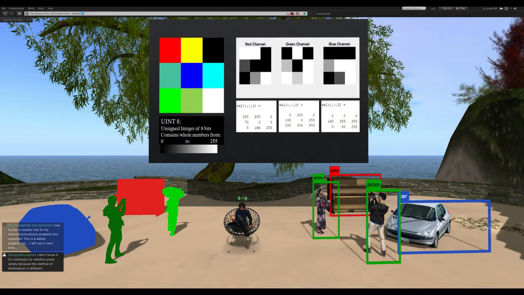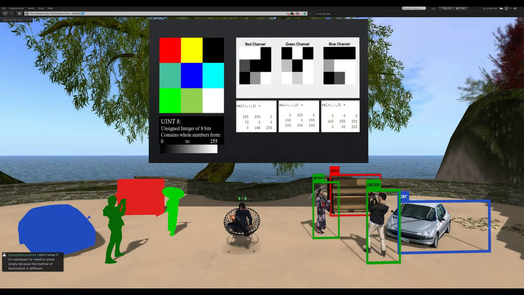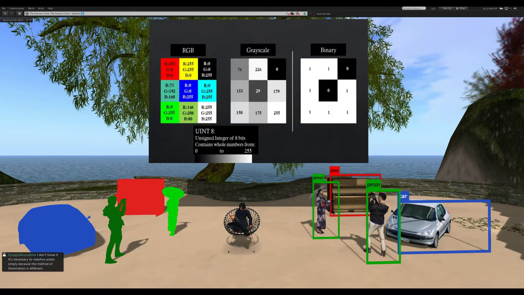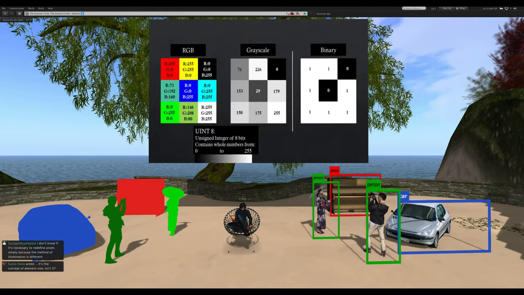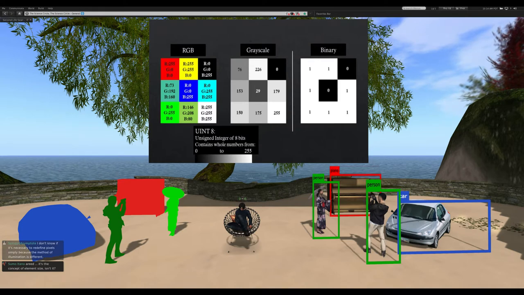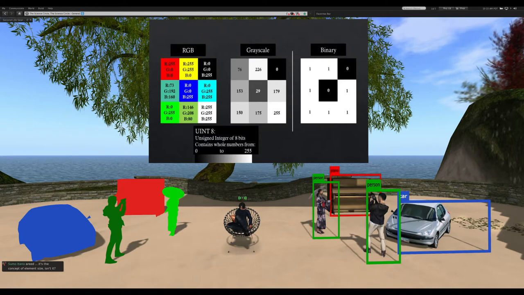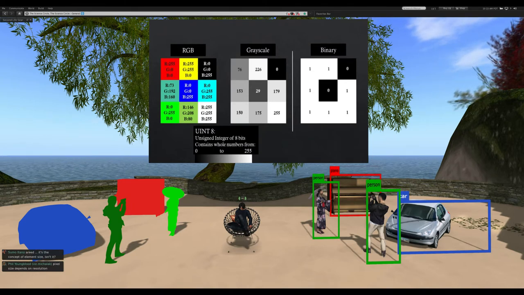Black is just the absence of color, so it's 0 in all three of those channels. And so we can put those together and we can get different colors and describe an image. But there are different ways to represent images, right? An RGB image is what I described earlier. We can of course turn that into a grayscale image, which is just 0 to 255 for each pixel, and that's like a black to white.